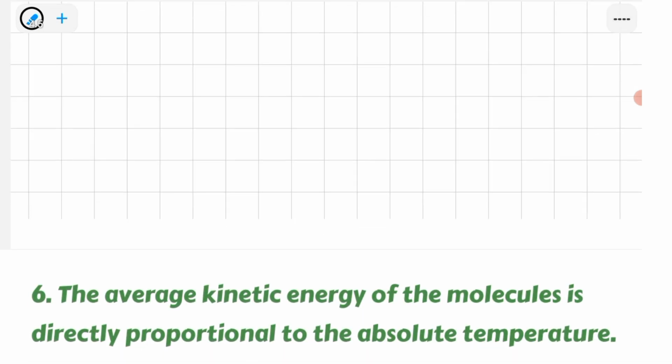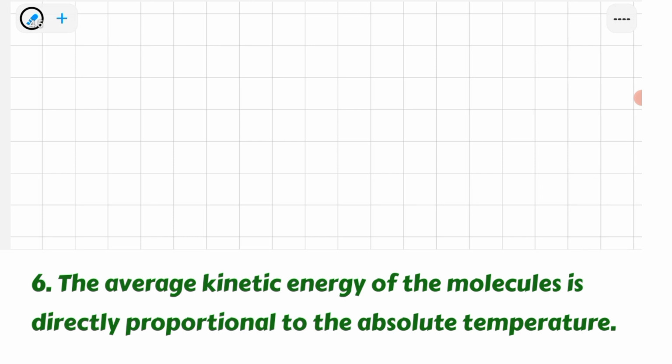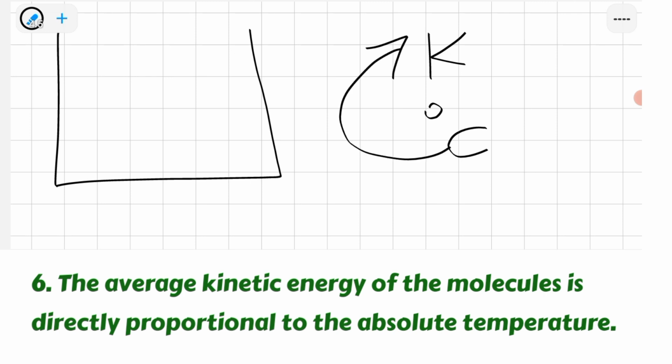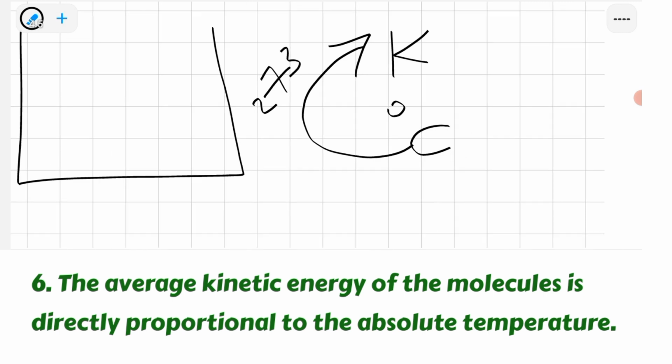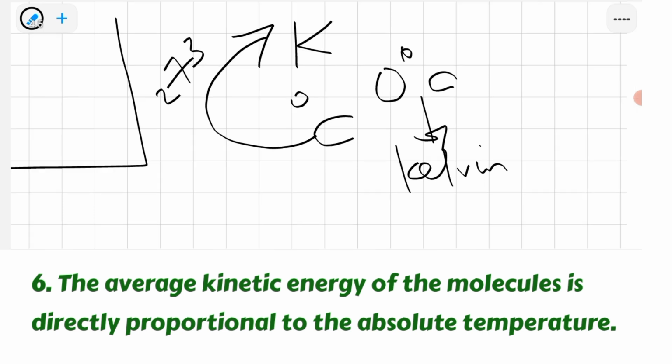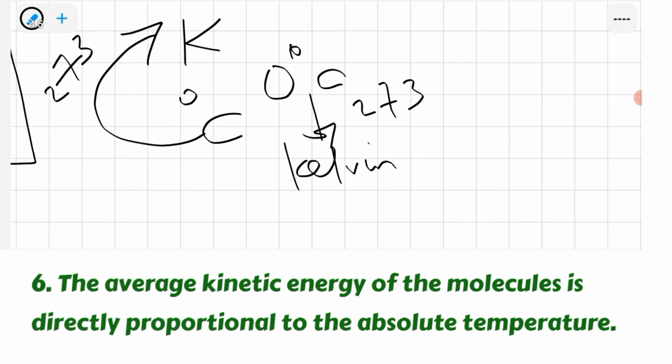Okay, now let's go to the sixth one. The sixth one is that the average kinetic energy of the molecules is directly proportional to the absolute temperature. When you hear anything like average kinetic energy, what should come to your mind is absolute temperature. Absolute temperature is different from normal temperature. Absolute temperature is the temperature in Kelvin. When you measure the temperature and you put K at the back, that's absolute temperature. But when you just put degree C, that's normal temperature. To get the absolute temperature, you have to add 273. So if you have a temperature of 0 degrees C and you take it to Kelvin, you just add 273 to it. So 0 degrees C is the same thing as 273 Kelvin.